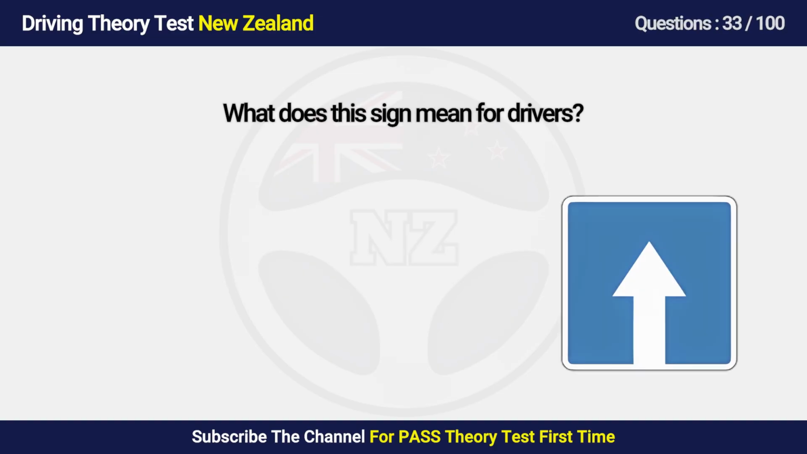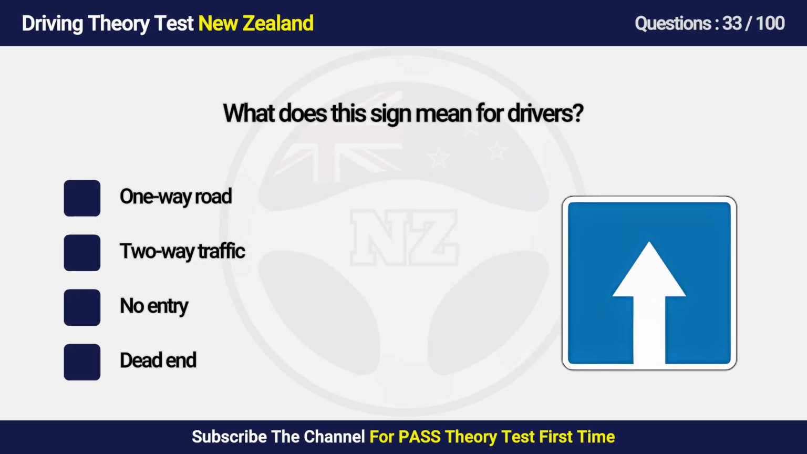Question 33. What does this sign mean for drivers? A. One-way road. B. Two-way traffic. C. No entry. D. Dead end.